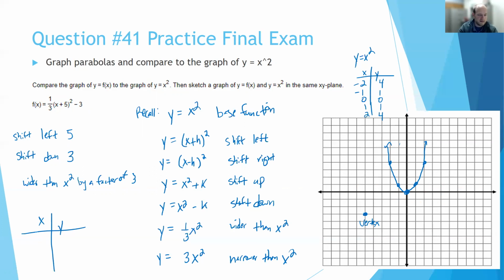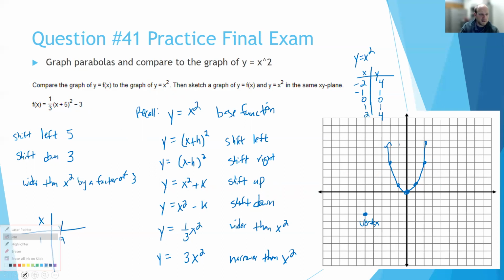Okay, that's not what I was thinking. But if x is equal to 1, I would have 1 plus 5 is 6. 6 squared is 36. 36 divided by 3 is 12. And then 12 minus 3 is 9. So you can check that yourself, plugging in 1 for x here. You should get a 9.